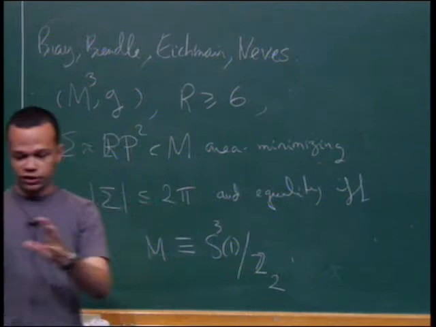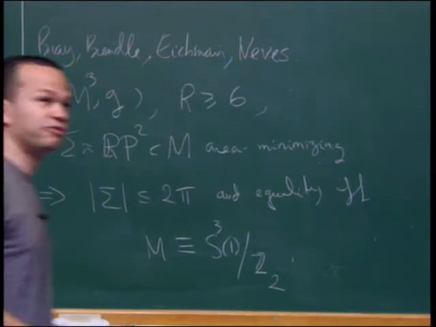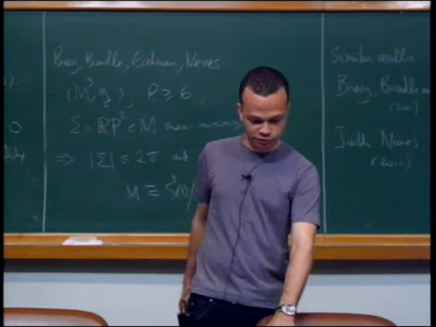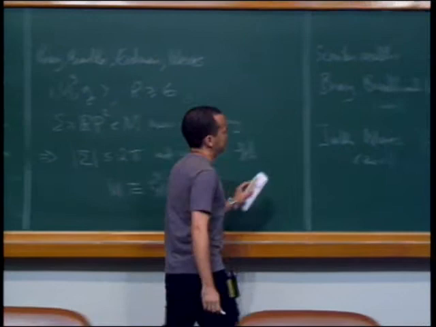Of course, if you are working on the sphere, you cannot hope to find area minimizing surfaces. The standard sphere does not have any area minimizing surface. So we wanted to consider the case of surfaces produced by min-max methods. Let me explain what we did.